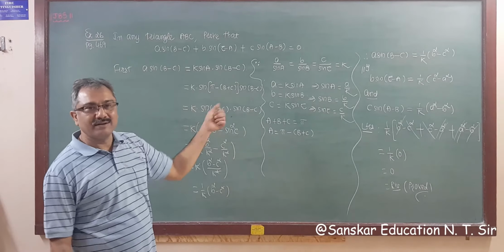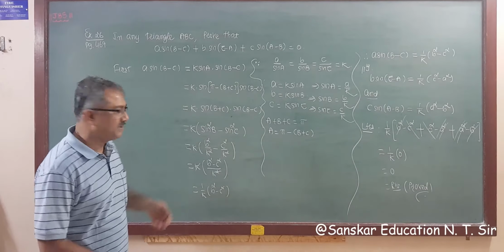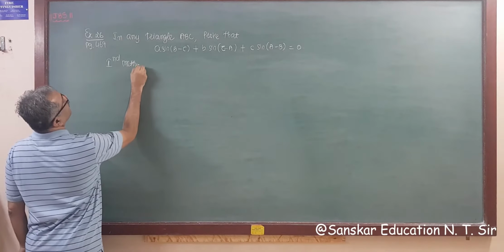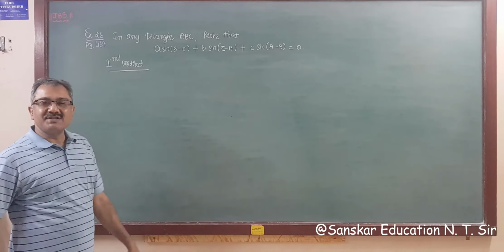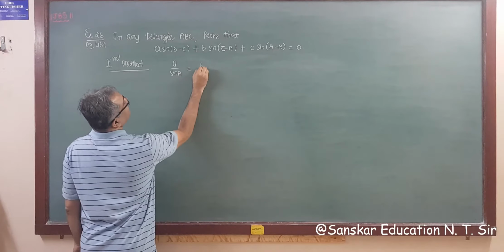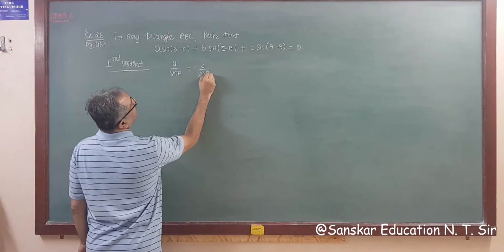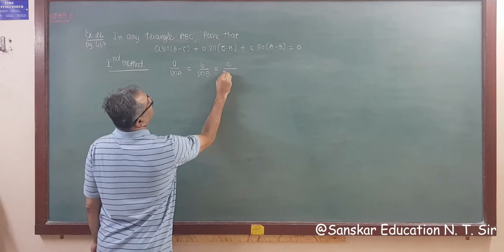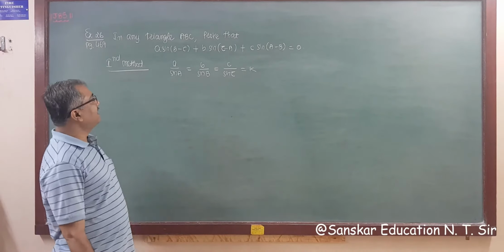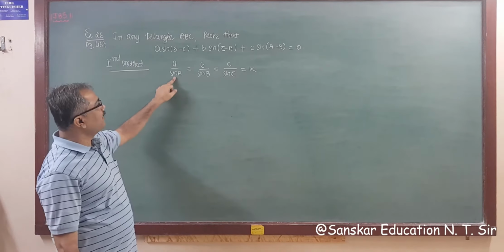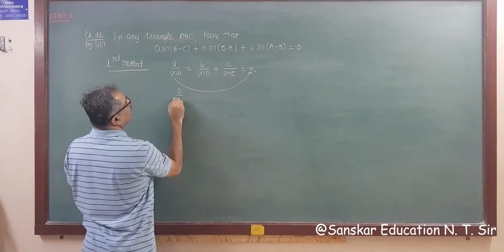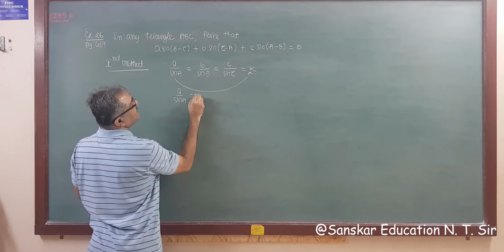So we are solving by another method. So just wait a minute. So second method, we have the sine formula. A upon sine A is equal to B upon sine B is equal to C upon sine C is equal to, we say, K. That is, sine A is equal to A by K. If we take this is equal to this, then A upon sine A is equal to K.